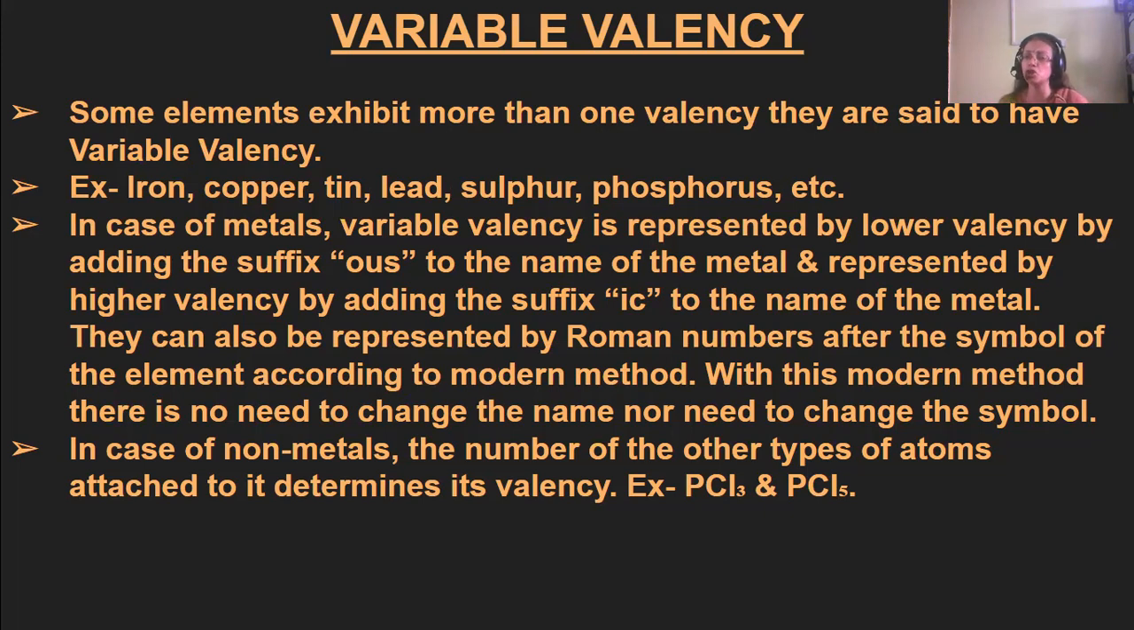In the case of non-metals also, they exhibit variable valency, like phosphorus exhibits 3 and 5. For example, see PCl3 and PCl5. In the first one, phosphorus has valency 3, and in the second one, phosphorus has valency 5. So like this, metals and non-metals both exhibit variable valency.